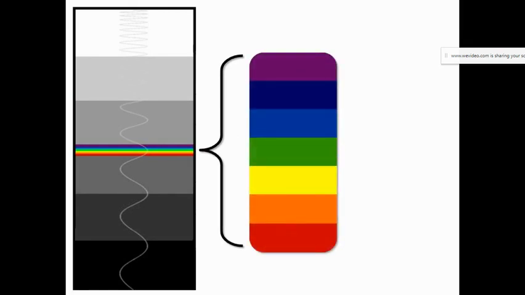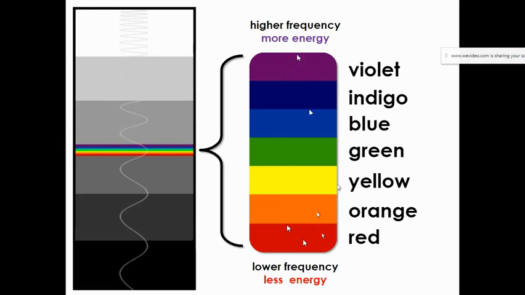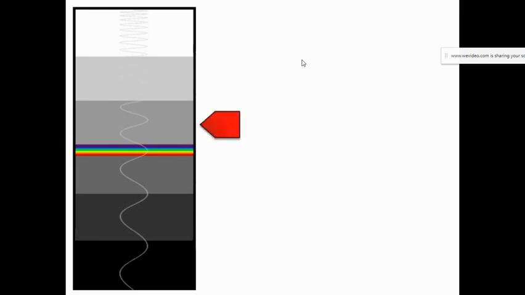We can remember the colors of visible light by an acronym, ROY-G-BIV, and that would be red, orange, yellow, G is green, blue, indigo, and violet. The lower frequency, the longer wavelength are red light, and violet have the higher frequency, more energy, shorter wavelengths.